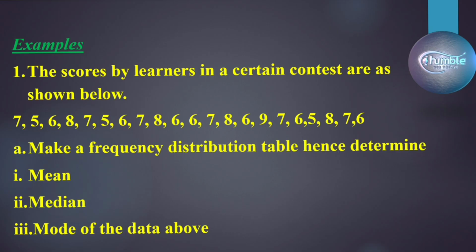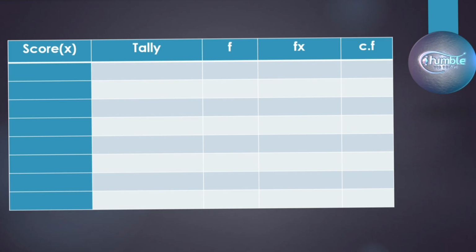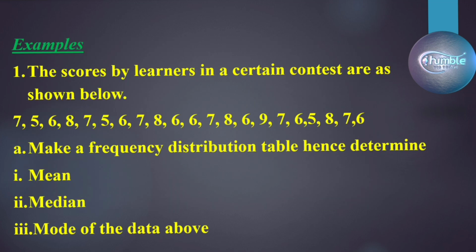And how do we generate that? We are going to arrange the scores. You determine the number of times each score appears, and then you fill in the correct column. So my columns will have score, which is also called x, tally, f, and then f of x, all the way up to the cf column, because we are required to also calculate the mean and the median. Which score will we start with? We start with the lowest score. In our data here, the lowest score is 5.